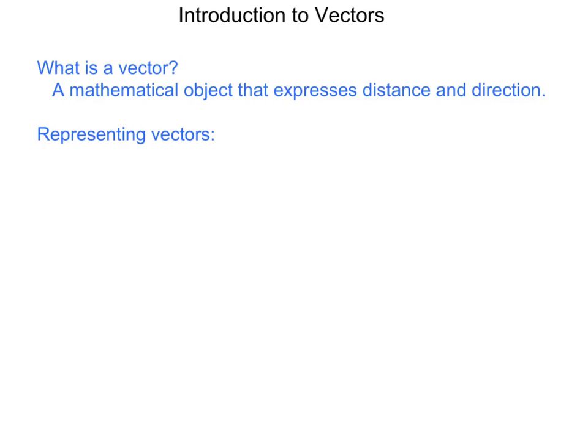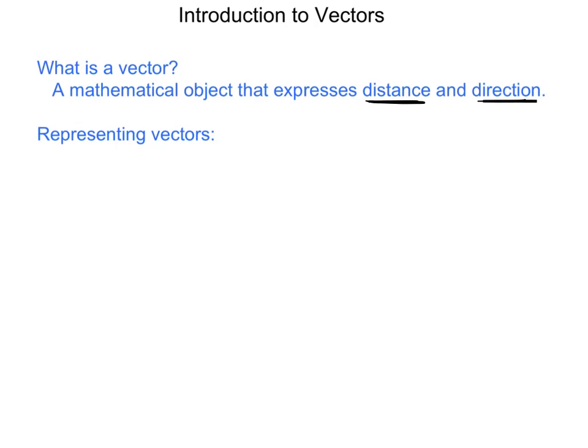My goal in this video is to give you a quick introduction to vectors: what a vector is, how we work with them, and a few basic things. So first of all, what is a vector? A vector is a mathematical object that expresses distance and direction. Sometimes they'll say magnitude and direction, but distance and direction are the two big things.